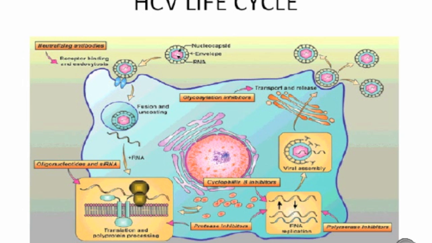This is a basic overview of the hepatitis C virus life cycle. When the virus enters the liver cell, it releases its RNA, which is translated into a polyprotein containing structural and non-structural regions. The polyprotein is processed by proteases into several polypeptides with different functional roles in the virus life cycle.